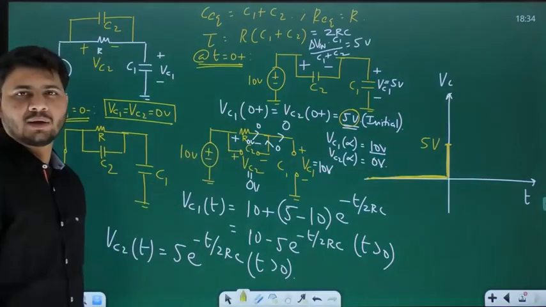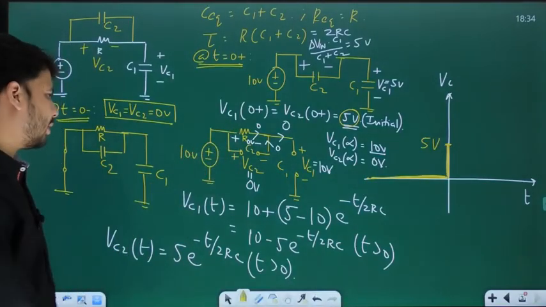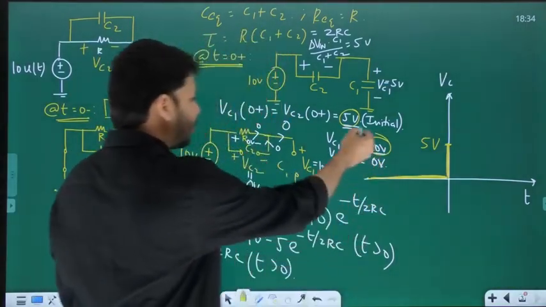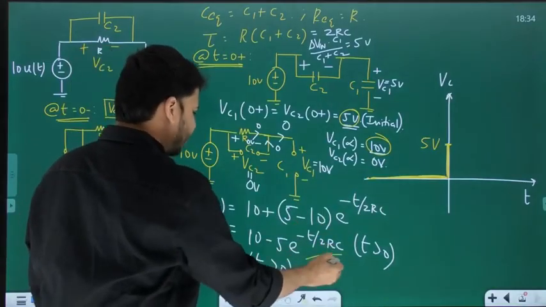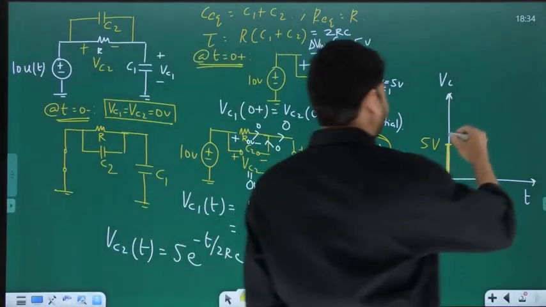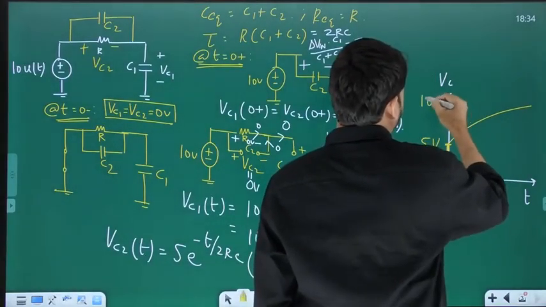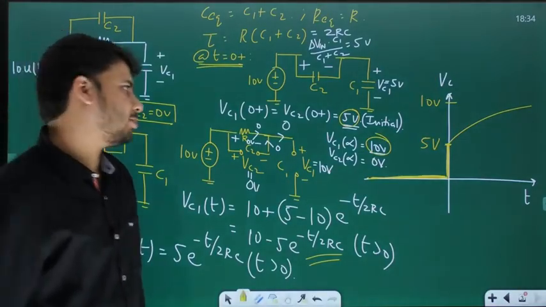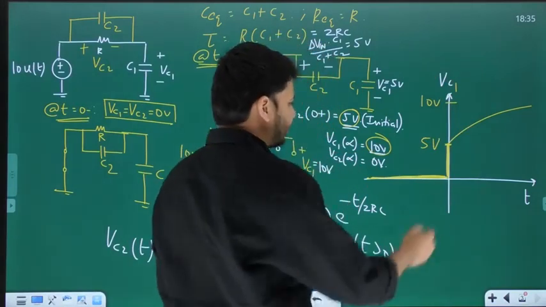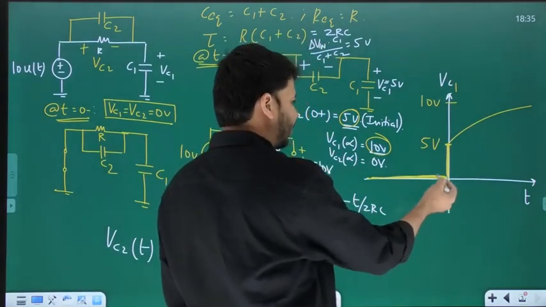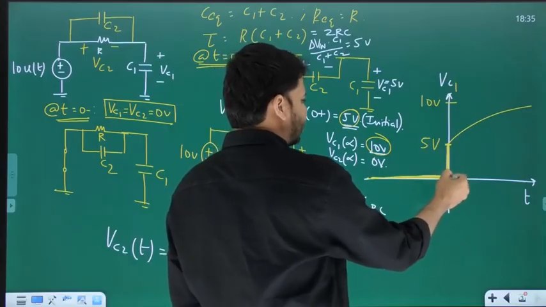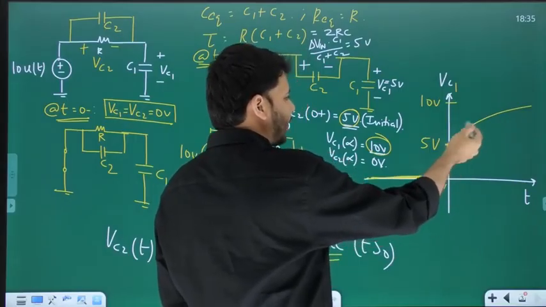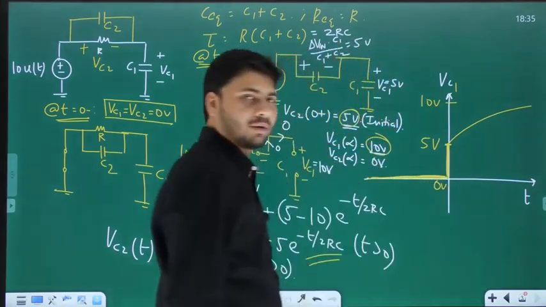And what is the final or the steady state value of VC1? It is 10 volts. VC1 of infinity is 10 volts. And how is it going from 5 to 10? It is exponentially going from 5 to 10. That's all. This is the complete plot between VC1 and time, VC1 versus t. Up to t equal to 0, VC1 is 0. At t equal to 0, VC1 suddenly changes from 0 to 5 volts. Then for t greater than 0, VC1 will gradually increase from 5 to 10 volts.